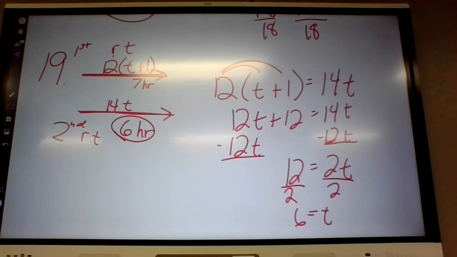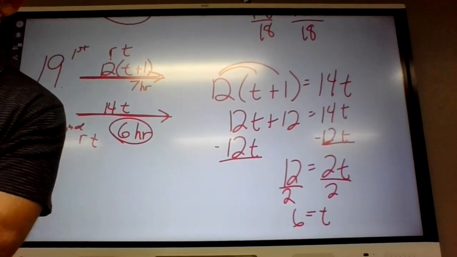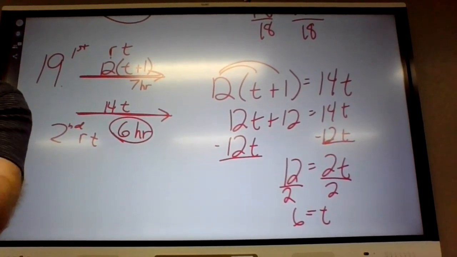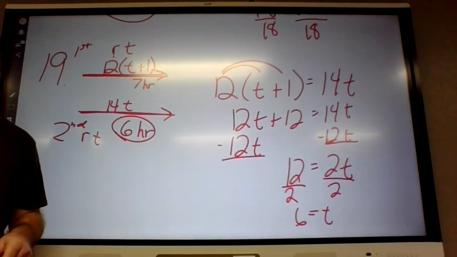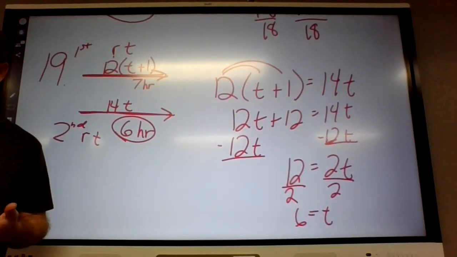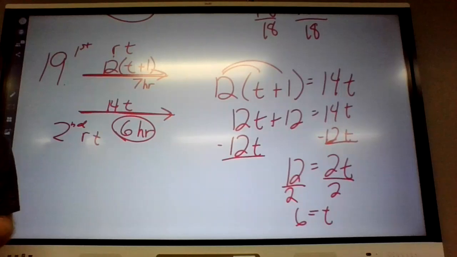Okay, now here's what's going to happen. I want you guys, well, I guess you have to do number 12 still. You can do that one pretty quick. It's just D equals RT, plug the numbers in. Distance equals rate times time.